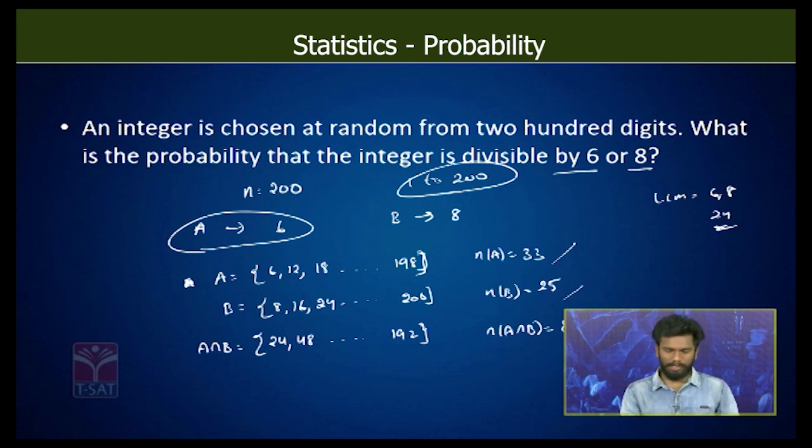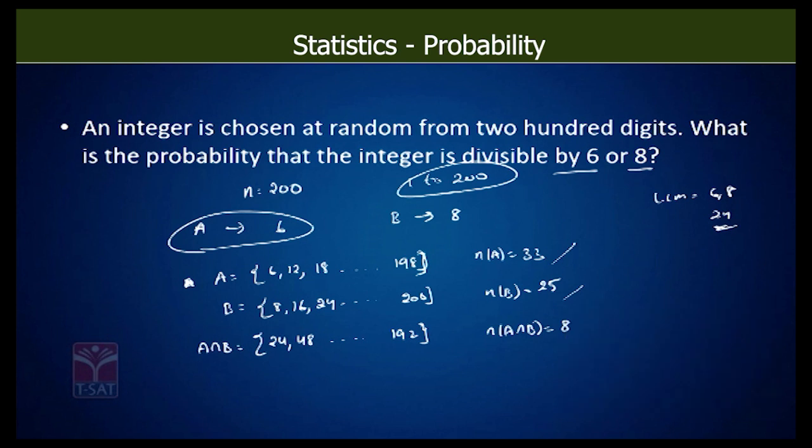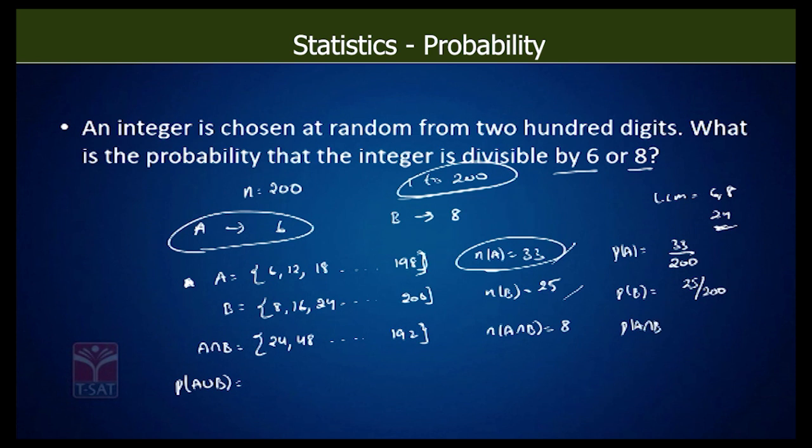Now apply the probability. What is the probability that the integer is divisible by 6 or 8? We need the probability of A union B. See here, what is probability of A? It is 33 by 200, since n of A is the number of favorable outcomes, and the total set has 200 outcomes. So 33 by 200. The probability of occurrence of B is 25 by 200. In the same way, the probability of occurrence of A and B is given by 8 by 200.